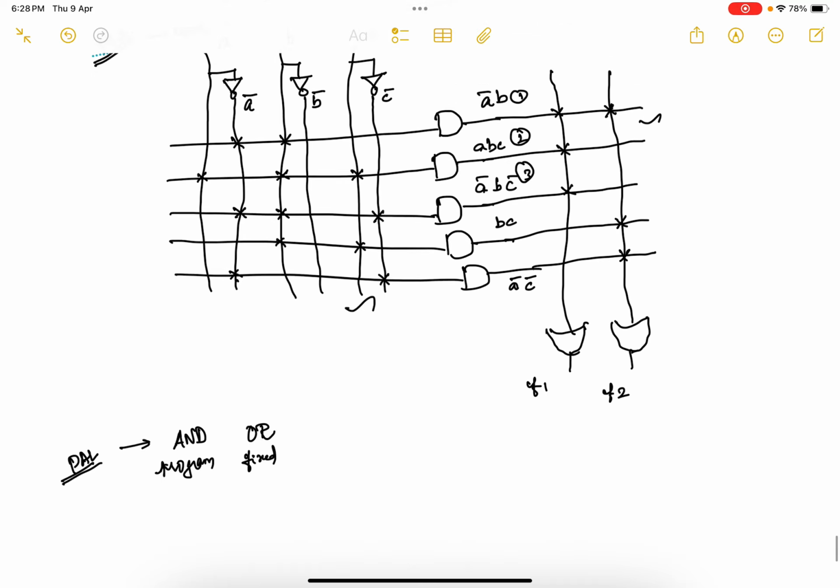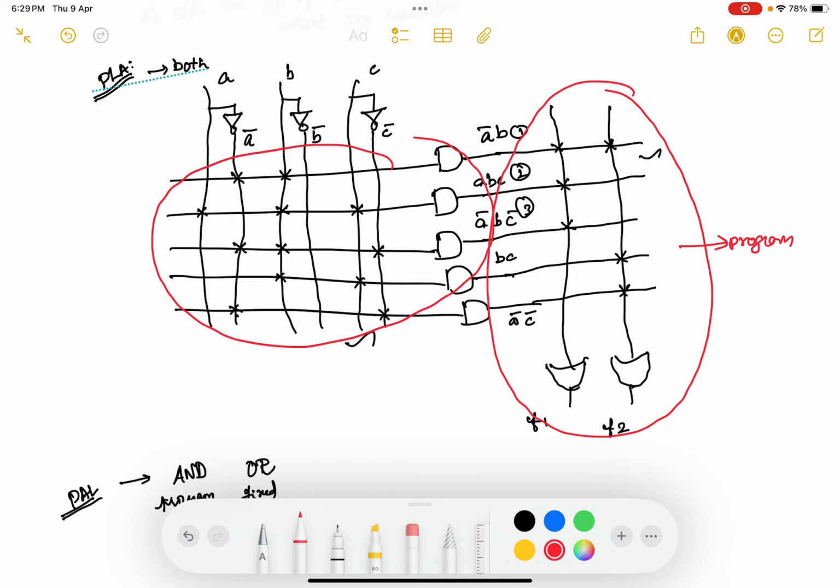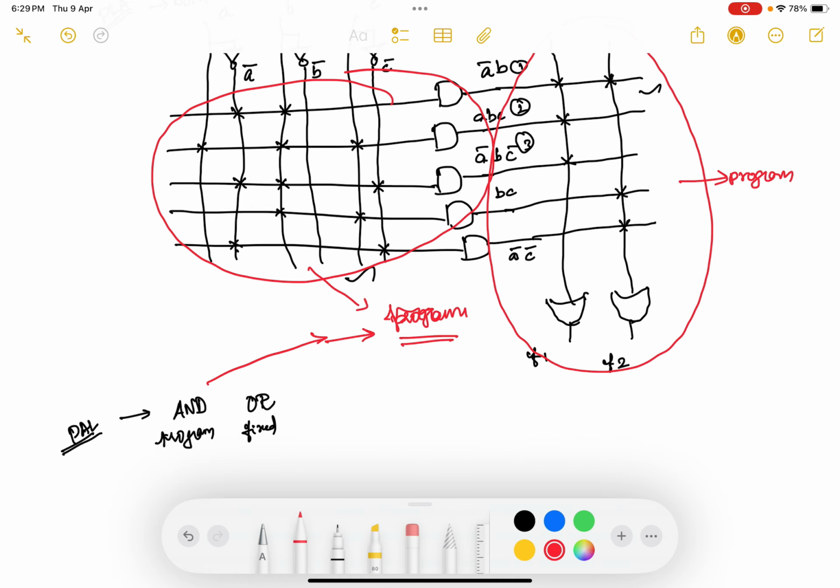Which means that in this circuit, this part is programmable, and with respect to the AND gate, this part is also programmable. So now what we are going to do, this programmable part, that is the AND gate part, we are keeping as such, because already we know that in the PAL also your AND gate is programmable. So this part we will keep as such.